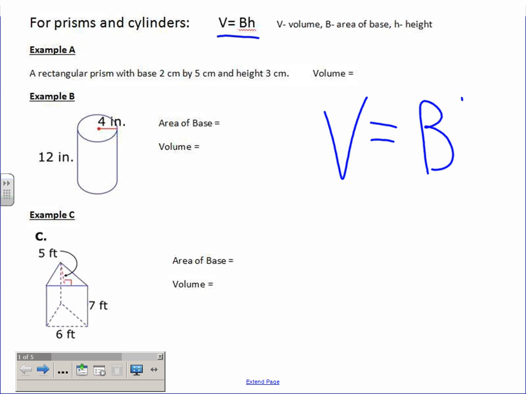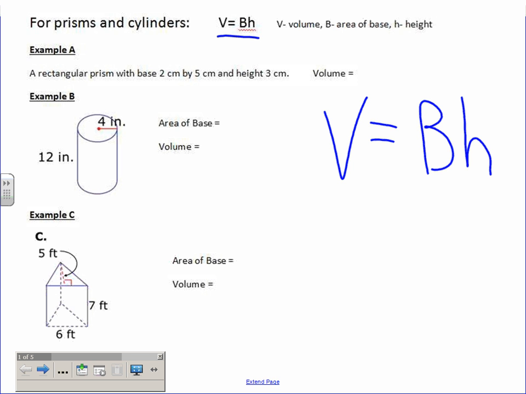V equals BH. Now, before we talk about the parts of that formula, we need to think about what's a prism and what's a cylinder. So as we said earlier, a prism is any figure that has the same shape on the base as it does on the top. So example A talks about a rectangular prism. That's a prism with a rectangular base and a rectangular top. Think of a shoebox. Example B shows us a cylinder with a circular top and circular bottom, and example C shows us a triangular prism with a triangular top and triangular bottom.